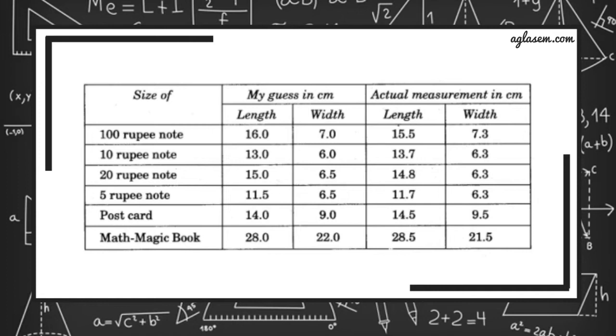For the 10 rupee note, my guess was 13 as length and 6 as width. Whereas actual measure was 13.7 length and 6.3 width. For the 20 rupee note, what I guessed was 15 length and 6.5 as width. Whereas actual measure was 14.8 as length and 6.3 as width. For the 5 rupee note, I guessed 11.5 as length and 6.5 as width. Whereas actual measure was 11.7 as length and 6.3 as width.